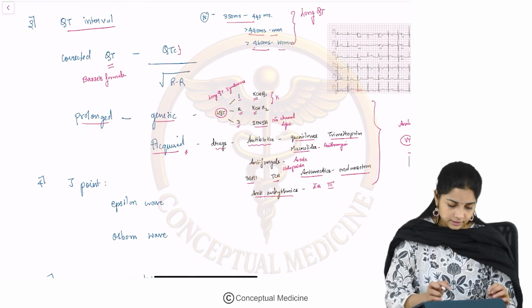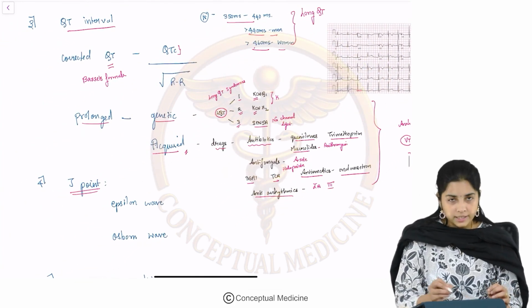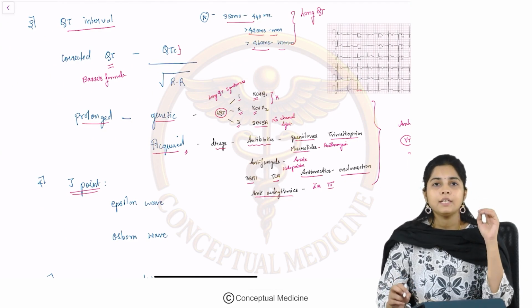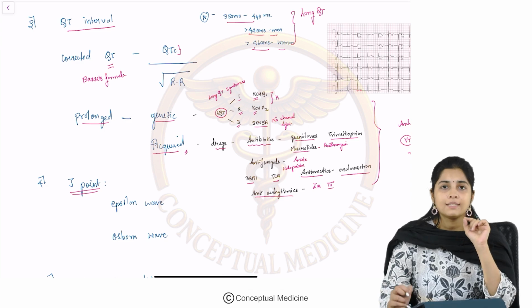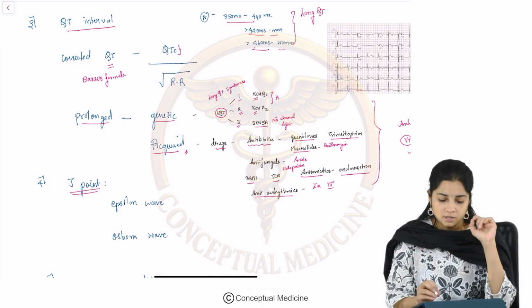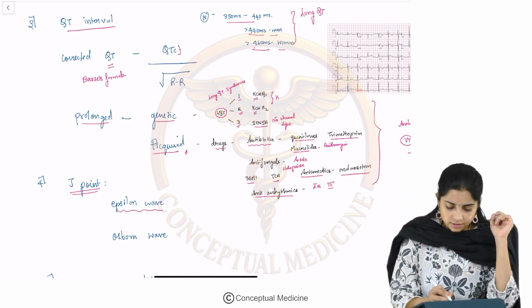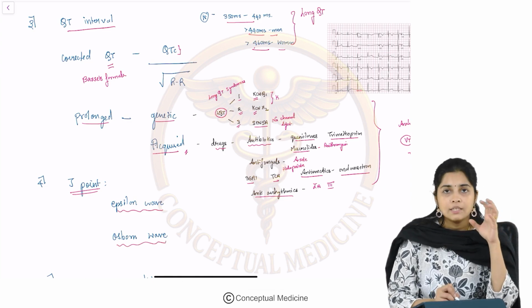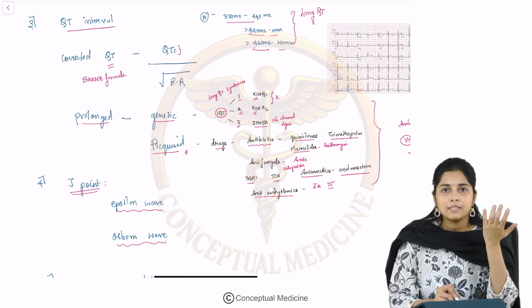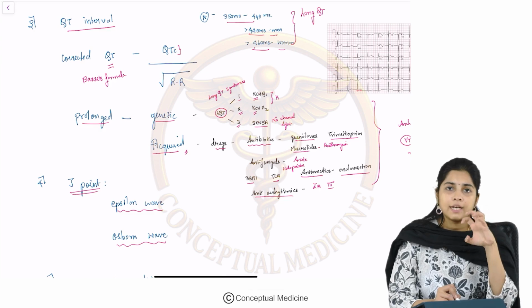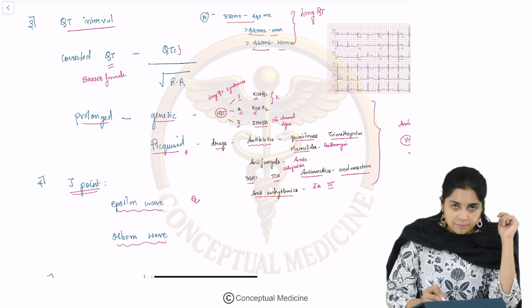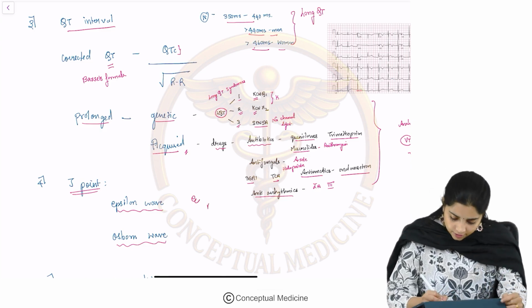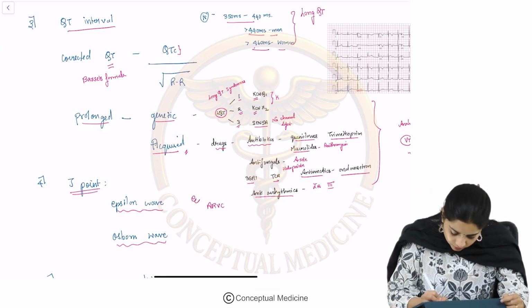Now, let us look at the next portion, which is your J point. The J point, as we have learned, is the point at which the QRS complex ends and the ST segment begins. J point elevation is important because in certain conditions the J point can get elevated and you can identify which condition it is. So, the epsilon wave is a J point elevation which is seen in arrhythmogenic right ventricular dysplasia.